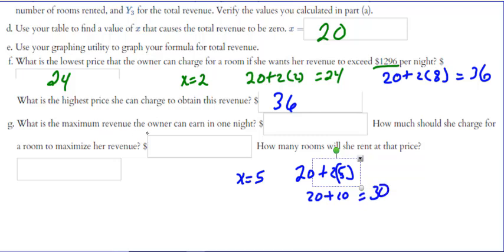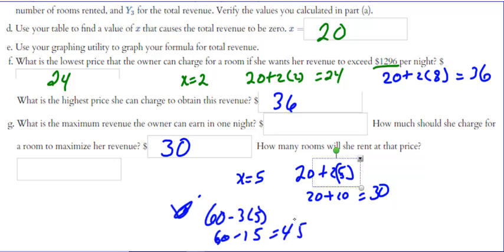So the maximum revenue that the owner can earn in one night is blank. How much should she charge a room? So $30. How many rooms would be rented? So 60 minus 3 times 5 would be 60 minus 15, which is 45 rooms. Now, how much did she make? $13.50. Okay, so we needed the X, and here's the Y.